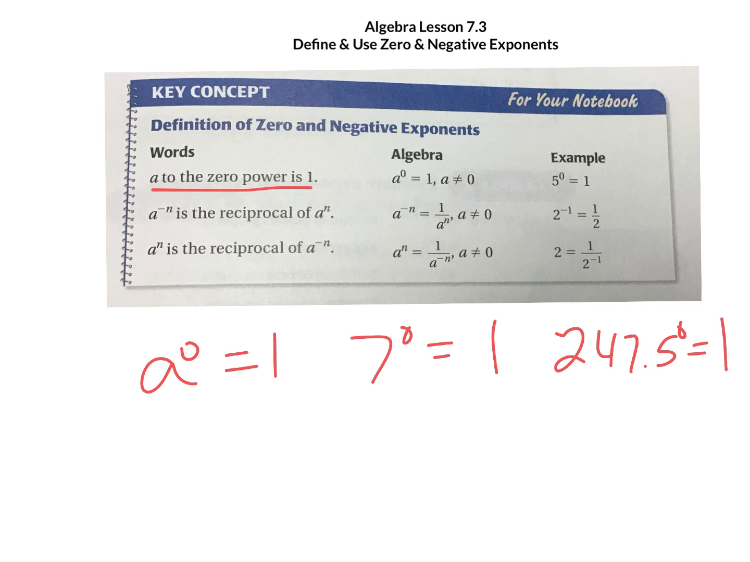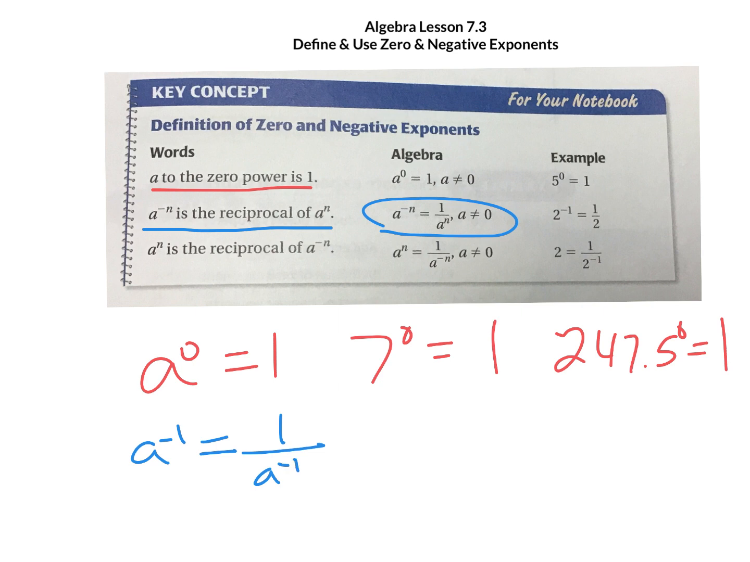Okay, now let's look at how we handle the negative exponents. If I have a to the negative n, it's technically the reciprocal of a to the n. That might not make sense yet, but let me show you. If I have a number to the power of a negative number, you can write that as 1 over a to whatever that negative number was made positive.